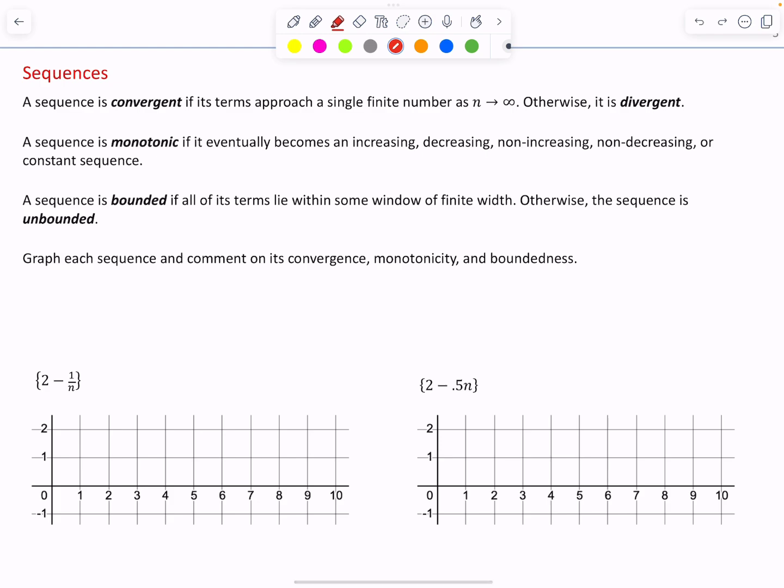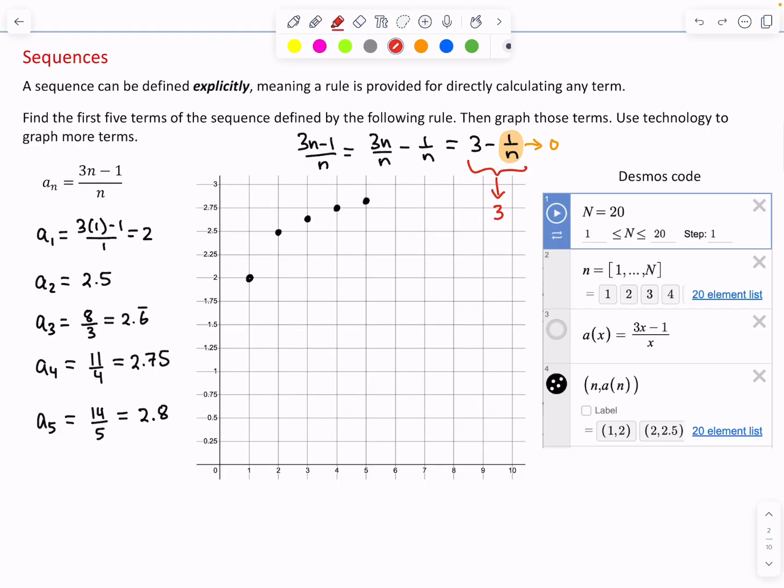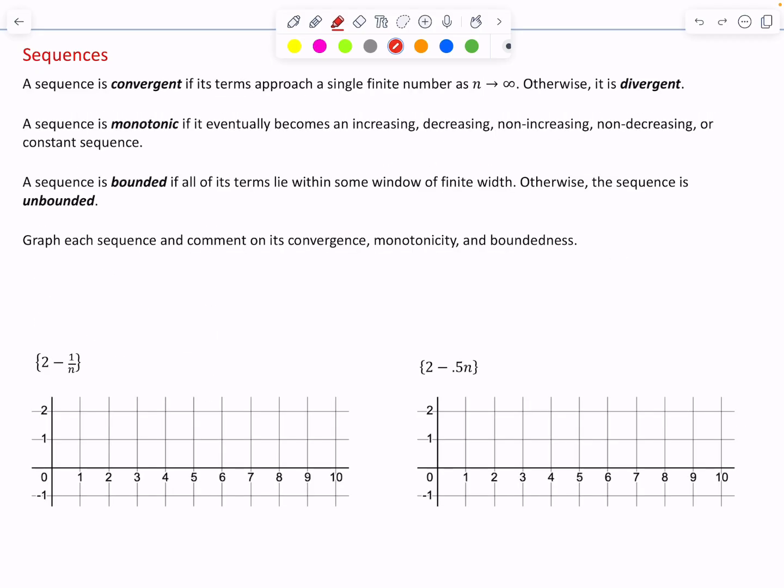A sequence is convergent if its terms approach a single finite number as n approaches infinity. Otherwise, it is divergent. Sequences that are convergent basically have a horizontal asymptote. So this sequence was a sequence that approached 3, so we would say this is a convergent sequence, where the terms converge to 3.